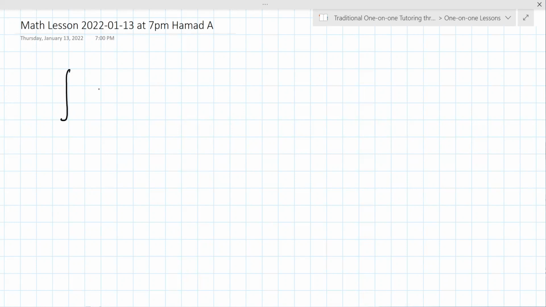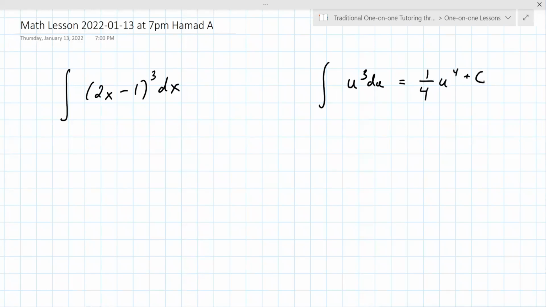Okay, so the first type of problem that you're going to see here is something like this. It's like the integral of (2x minus 1) to the power of 3 dx. Okay, and you only know how to do certain integrals. Like you know how to do the integral of u to the 3 du, right? If I gave you this on the right, you would tell me it's 1 over 4 u to the 4th plus c. Do you agree with that? Yes. Okay, so on the left here, we're gonna say, okay, well, let's let u equal 2x minus 1.